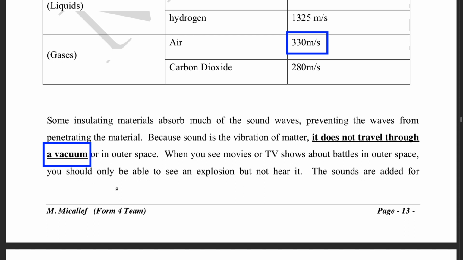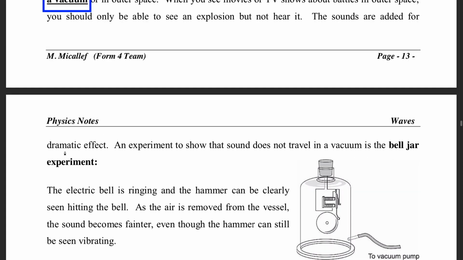Because the way sound travels is by one particle pushing on the next one, which then pushes on the next, which moves the next, which moves the next, and so on. And that is how sound travels. That is how sound propagates. Let me remind you that fancy word. So in outer space or in a vacuum, it is impossible for sound to travel. The sounds are added for dramatic effect.